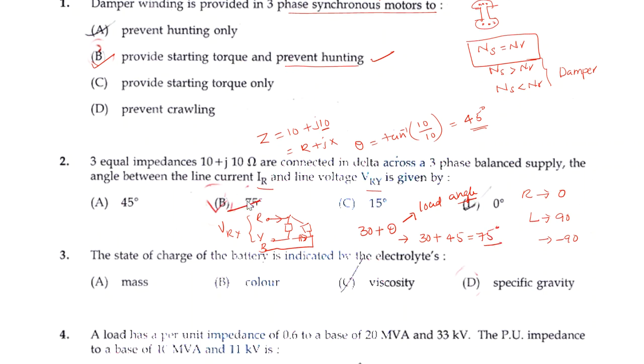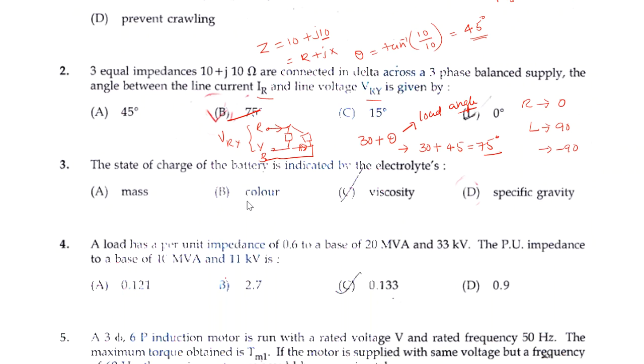Next question, the theory questions. For theory questions, I am not going to discuss in detail. The state of charge of the battery is indicated by the electrolyte. The state of charge of the battery is indicated by its specific gravity. So the answer is D for this question here.